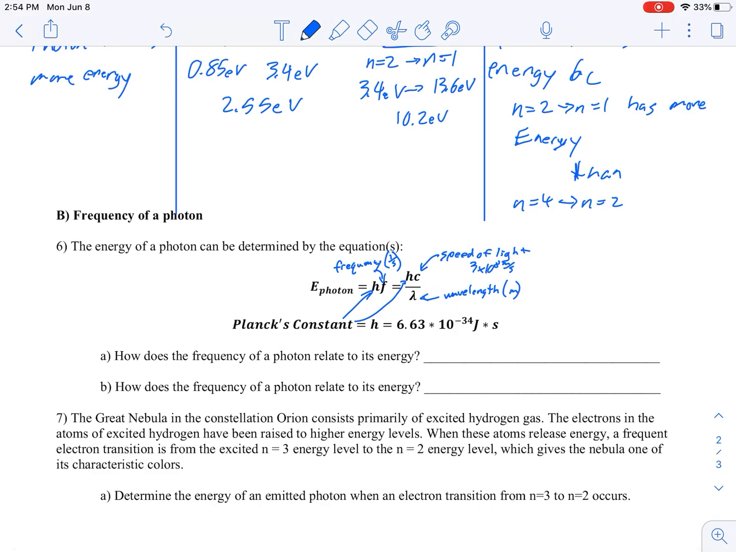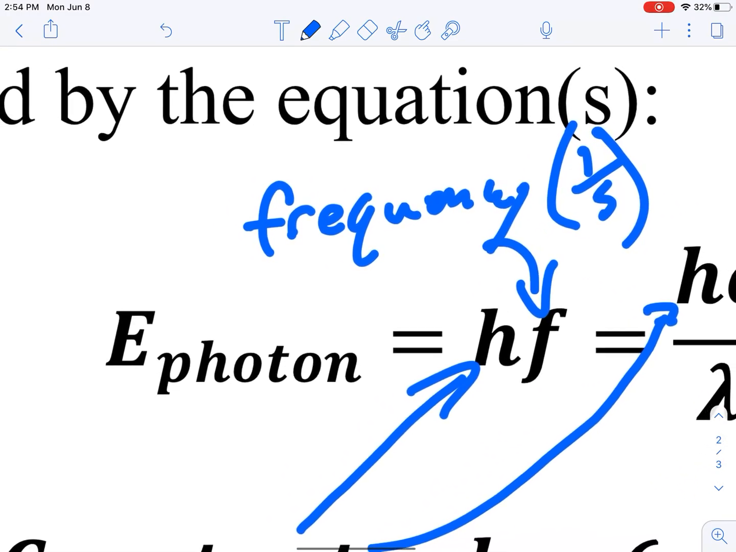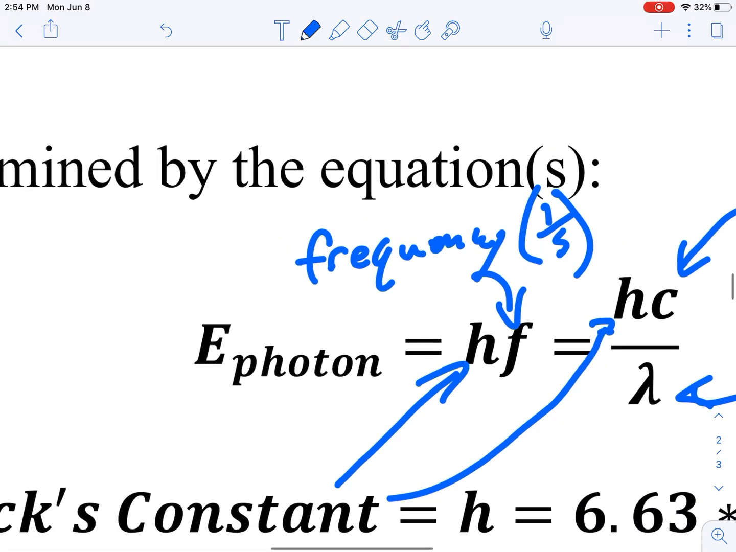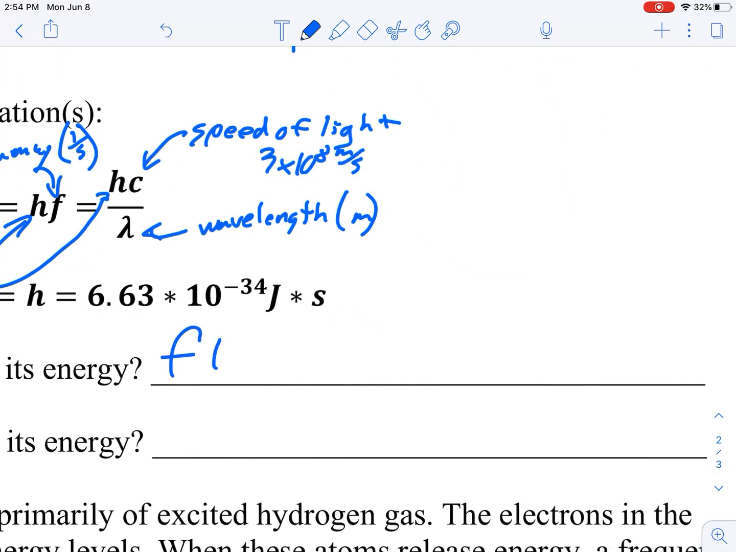So first question is, how does frequency of a photon relate to its energy? Well, look at this equation here. Energy equals h times f. If f goes up, energy goes up. So if frequency goes up, energy goes up. If frequency goes down, energy goes down.